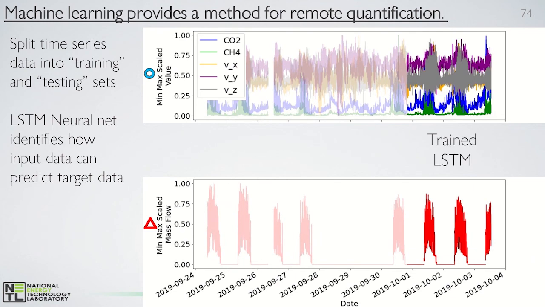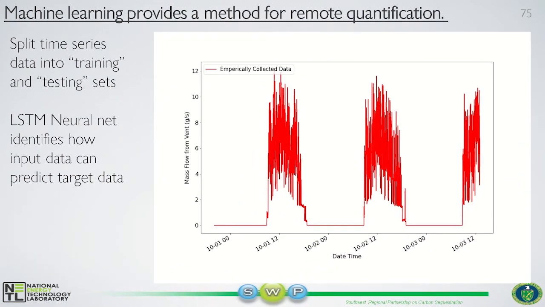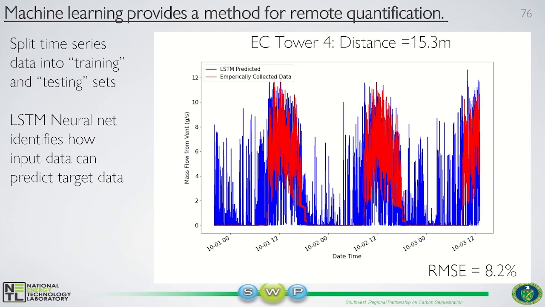Now, once we've trained this LSTM model, we can test it using our holdout data. To do this, we simply feed the input data into our LSTM model and see what it predicts given how it was trained. Let's zoom in on this testing data. Here in red, we can see the actual empirically collected mass flow rate data. And here in blue is what the machine learning algorithm predicts.